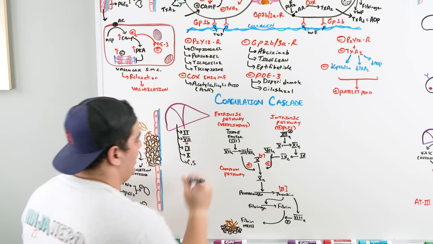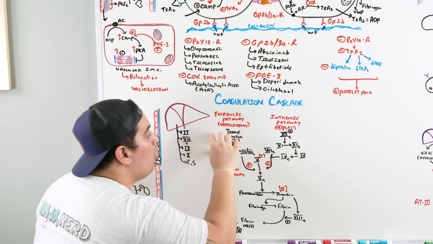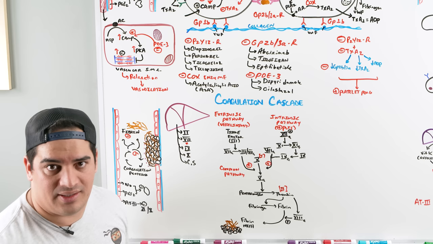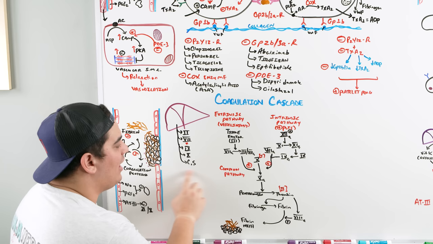Now, all of these, so factors 2, 7, 9, and 10, are procoagulants. They want to induce clots. Protein C and protein S are anticoagulants. They want to actually help prevent clot formation. We'll talk about their relevance later in adverse effects.